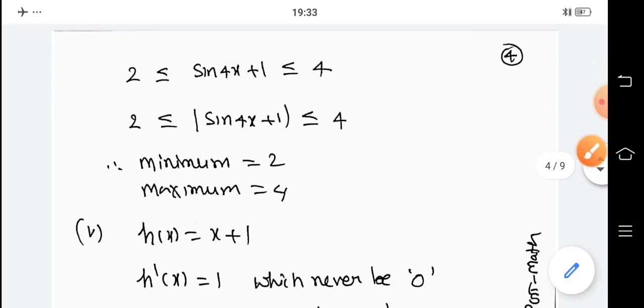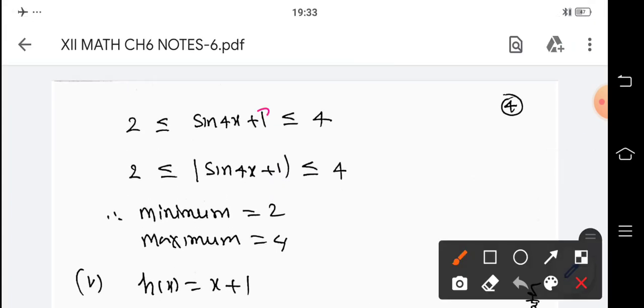Okay. Next, the correction you should make: it is plus 3, it is also plus 3. Please make a correction in your notebooks.